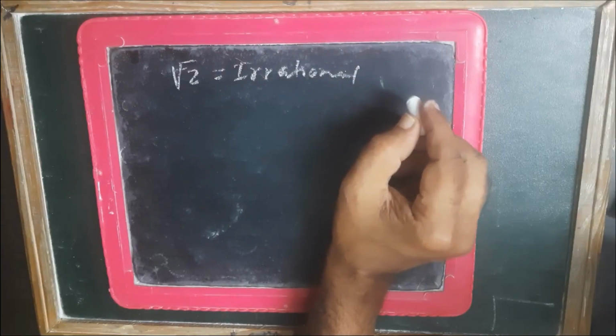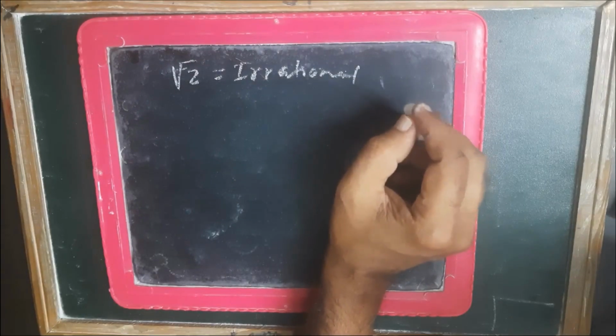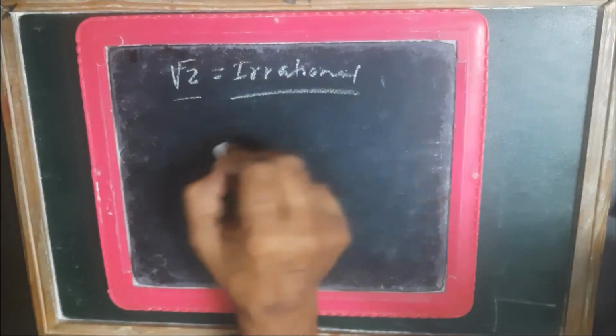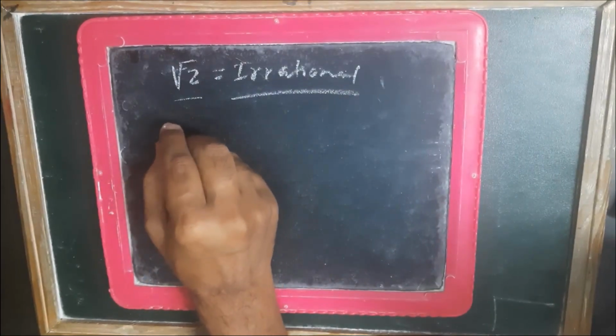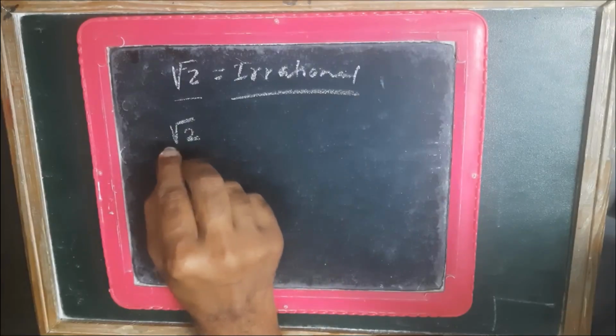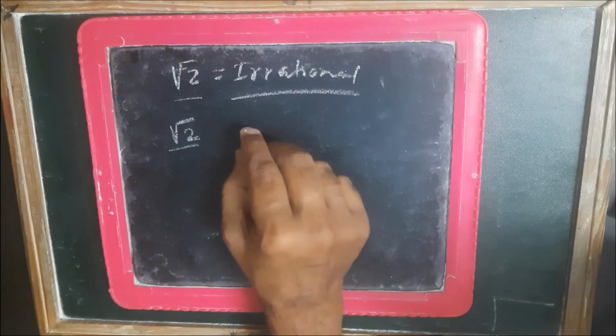Square root is irrational. So first we try to understand what is square root and what is irrational. Square root of 2. First we try to understand what is square root of 2.